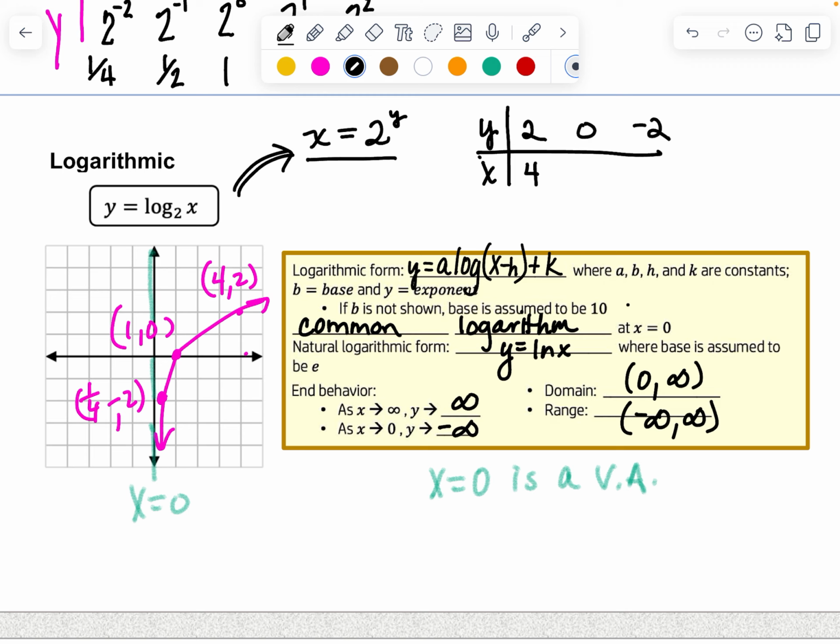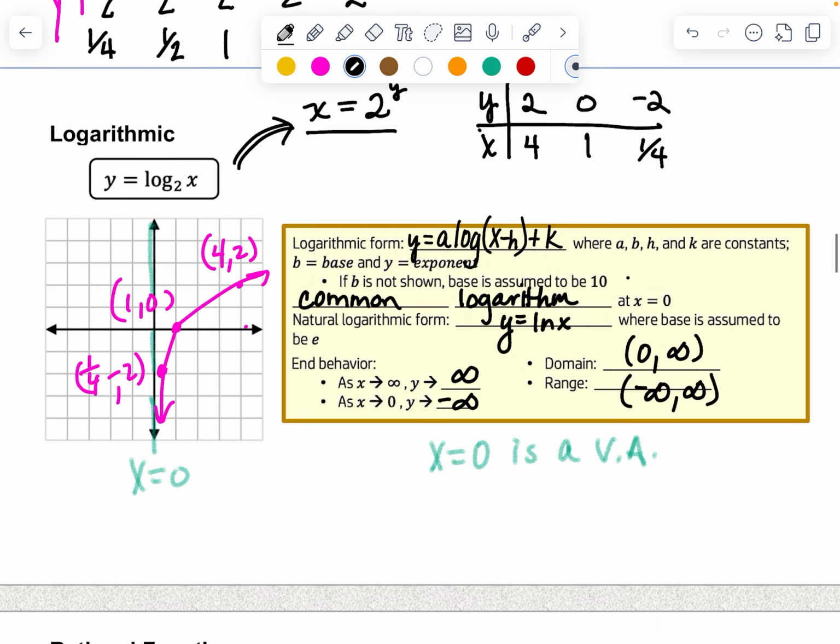So 2 to the second power is, of course, 4. 2 to the 0 power is 1. And then you have 2 to the negative 2 power, which is going to be 1/4. You can see the points that we get there for x and y on the graph. And then you have your end behavior of the graph and your domain and range. Remember, you cannot take the logarithm of a negative number.